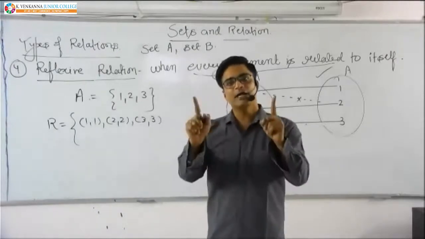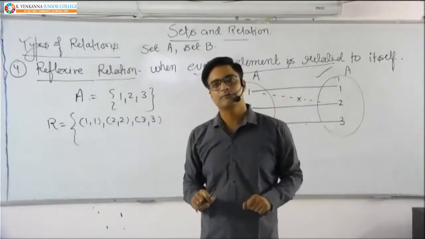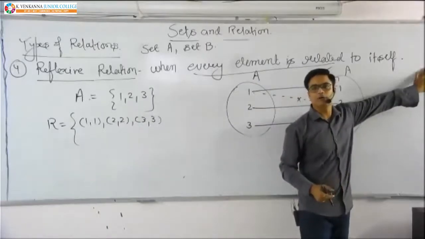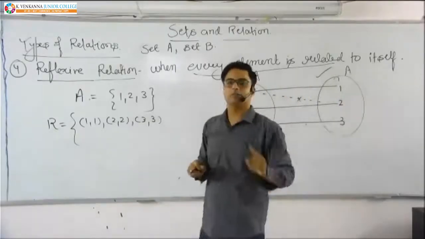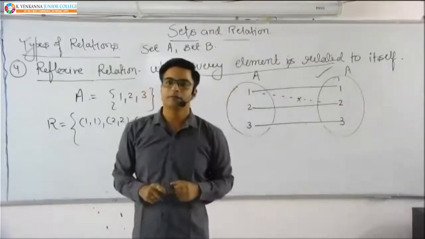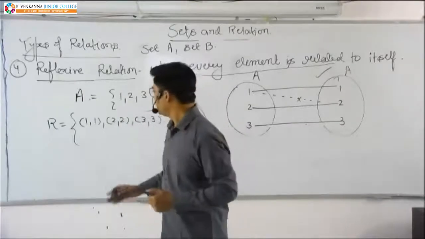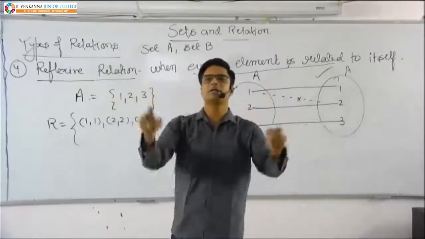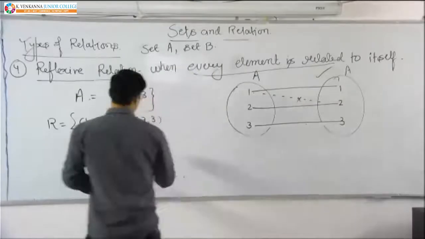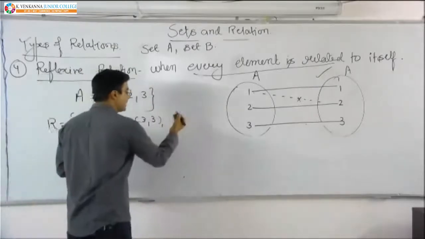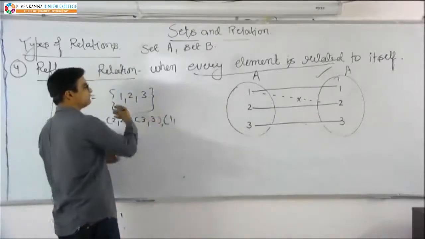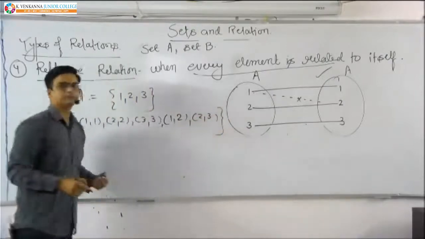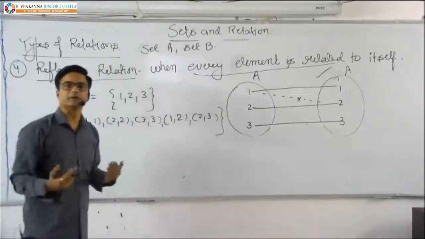Every element must be connected with itself. But we are not using the word "only". We use the word in our identity relation, but we are not using it in reflexive relation. That means it must be connected with itself, but it can be connected with other elements also. If this property is satisfied, then I can add anything else. Let's say two is connected with three.